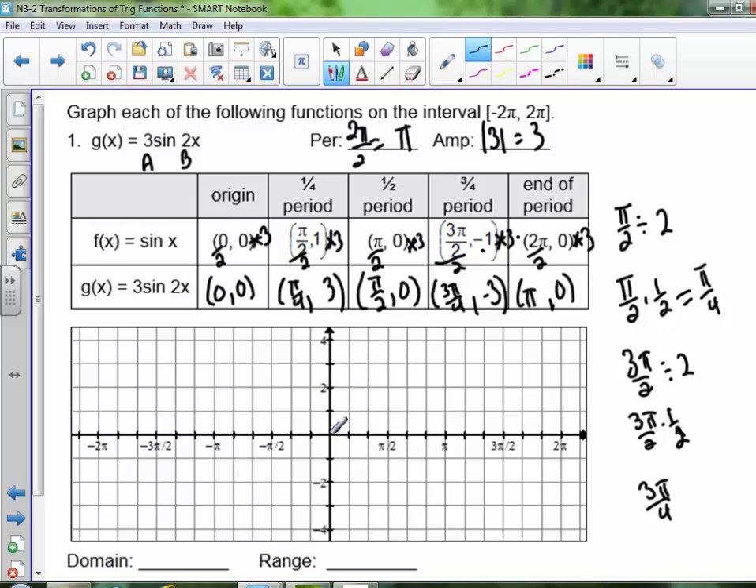So if we graph these points, 0, 0. Pi over 4 was the tricky one to find because we're counting by pi over 6. So pi over 4 is halfway between pi over 6 and pi over 3. So that's pi over 4, and then we're at 3. Pi over 2 is at 0. 3 pi over 4 is halfway between our 2 pi over 3 and 5 pi over 6, and we're going to go down to negative 3. And then at pi, we're back to 0.